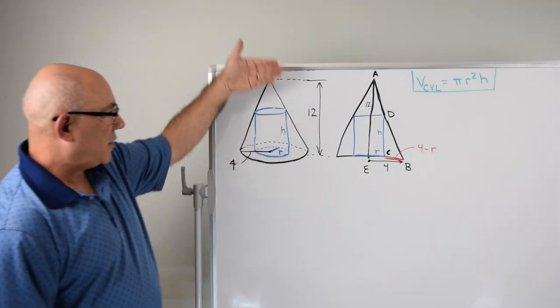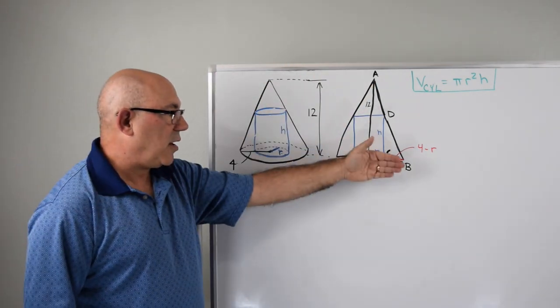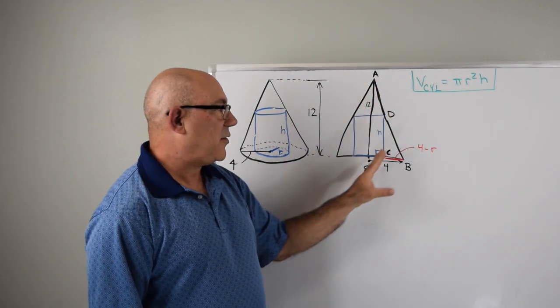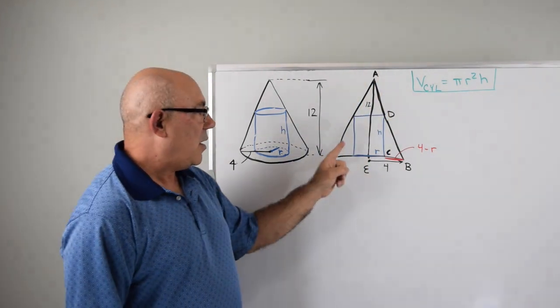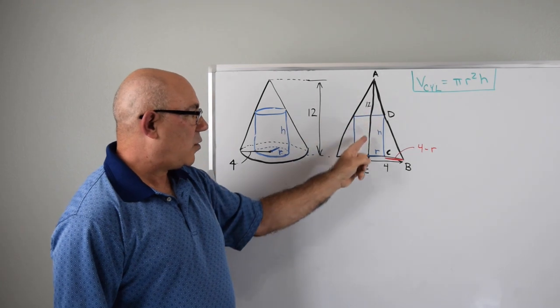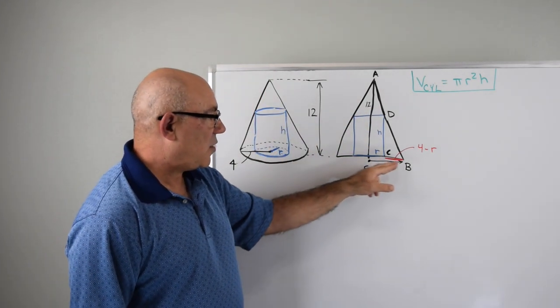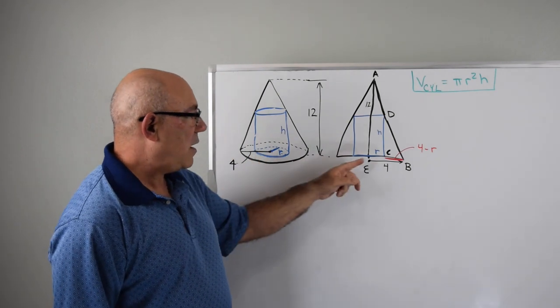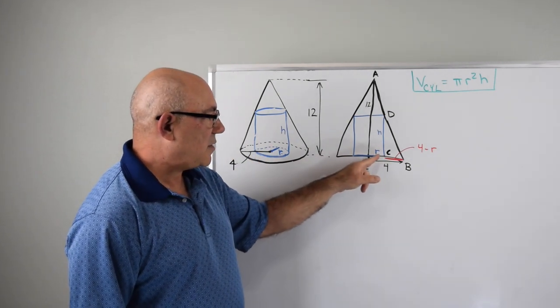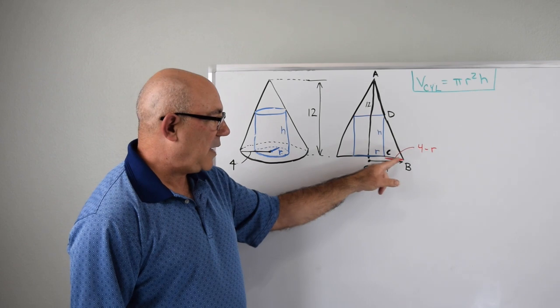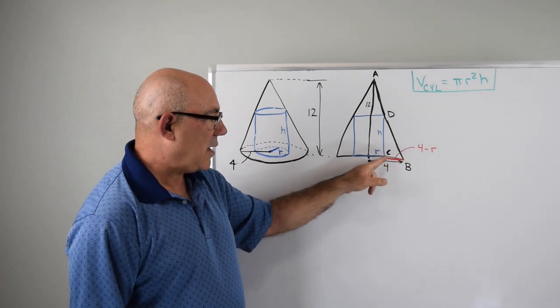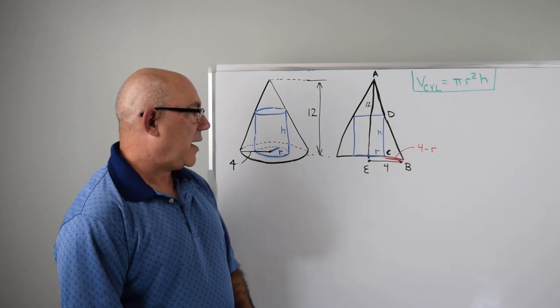I've taken a cross section of this and drawn it over here. We have a few things to define that will help us with our problem. First of all, we know the height is 12, like we have over here. And then we know the radius is 4, which we had over here. Then the radius of the cylinder is r, and the little piece in between the edge of the cone and the edge of the cylinder is 4 minus r.